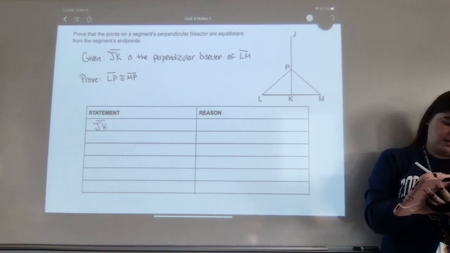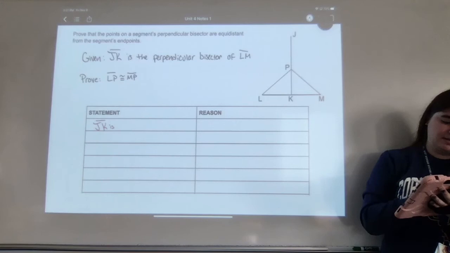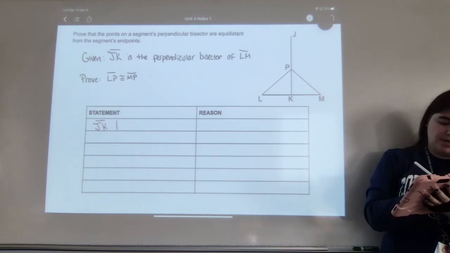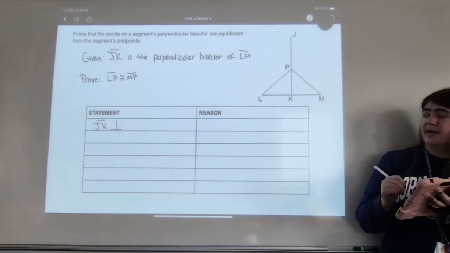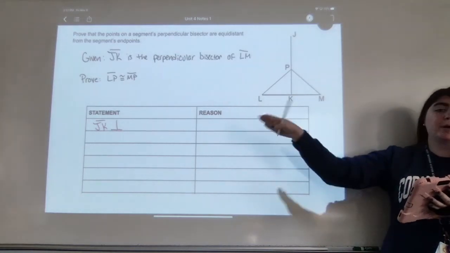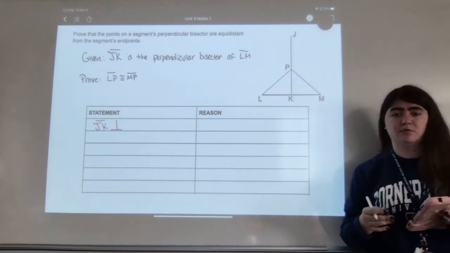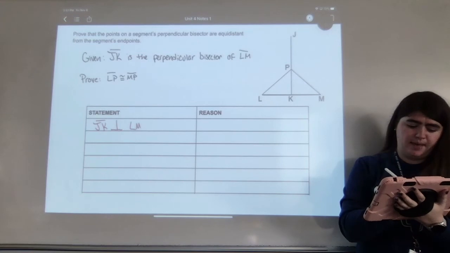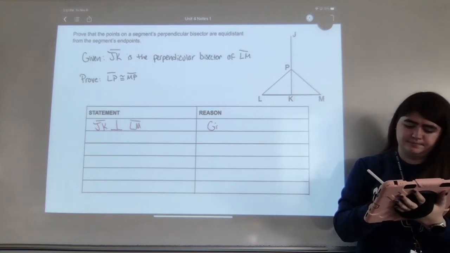JK is the perpendicular bisector, and there's actually a symbol for that. It's an upside down T. That means specifically perpendicular bisector. I think I might have accidentally said just bisector the other day. It's perpendicular bisector, so that's what you should be using it for. So JK is a perpendicular bisector of LM, and that is given.